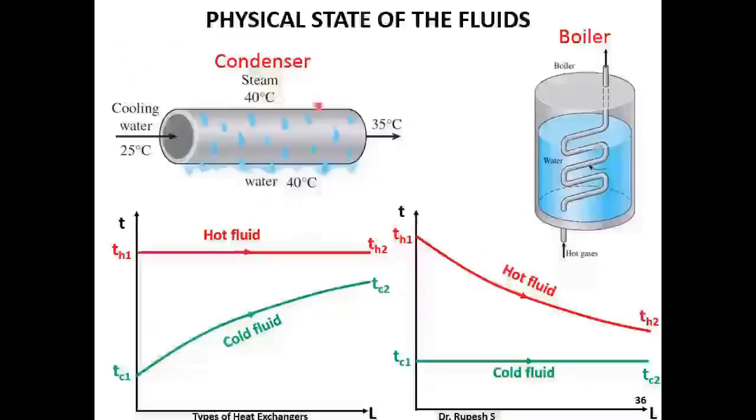Now we know that in a condenser, hot fluid undergoes phase change and its temperature remains constant. So, in the temperature profile, hot fluid temperature will be constant and cold fluid temperature increases as it takes heat from the hot fluid. Whereas in the case of a boiler or evaporator, cold fluid undergoes phase change, so the temperature of cold fluid will be constant, whereas hot fluid temperature decreases as it loses heat to the cold fluid.